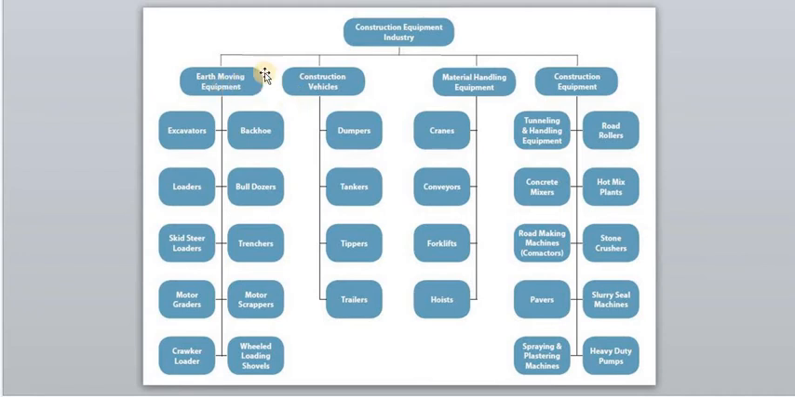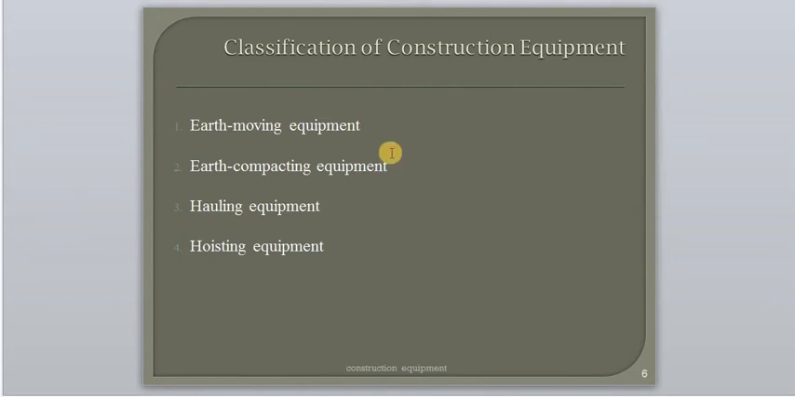Okay? In short, this is a tree diagram, or a flow diagram, for the construction equipments. So this is the classification of the construction equipments: earth moving equipments, earth compacting equipments, hauling equipments, and hoisting equipments. We will see hauling equipments, hoisting equipments, and also the common ones, earth moving equipments and earth compacting equipments.